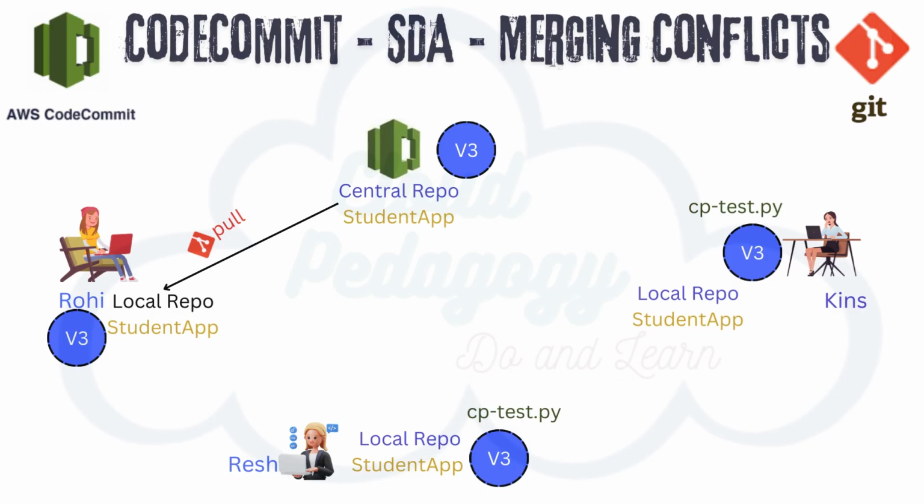So now everyone is on version 3. Our conflict has been rectified. Everyone is on the same page and ready to move forward. So that's good. Now you know how to work with merge conflicts practically with our student directory application.